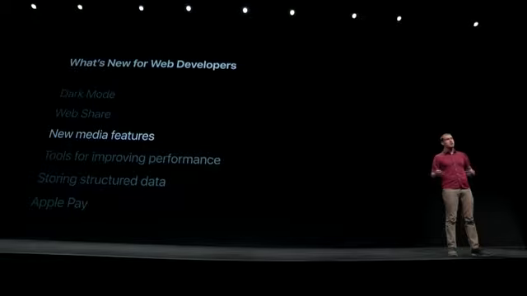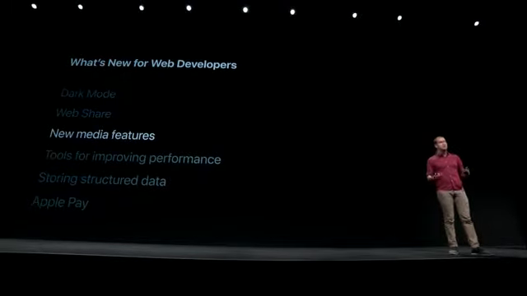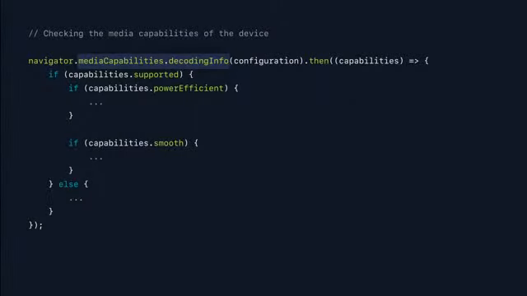Now, let's move a little bit onto some new media features. If you're developing a website that strives to display the content that is best suited for the user's device, you can now use the new Media Capabilities API to determine whether any video codec is supported, as well as if that video codec will be fast enough to not drop any frames or will be power efficient during playback. This empowers you to make a more informed decision about the type of content you want to present.